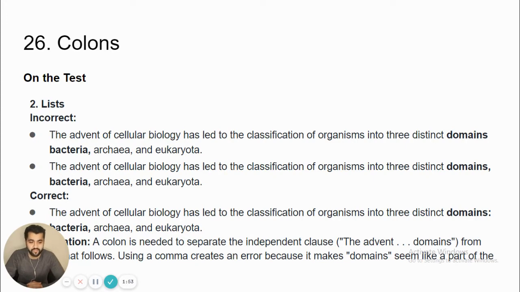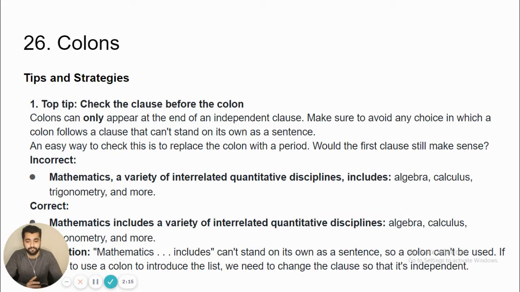In the first sentence, we've left the space blank. In the second sentence, we've used a comma. Let's see a correct sentence. The advent of cellular biology has led to the classification of organisms into three distinct domains: bacteria, archaea, and eukaryota. Right. So here we are using a colon to introduce a list.